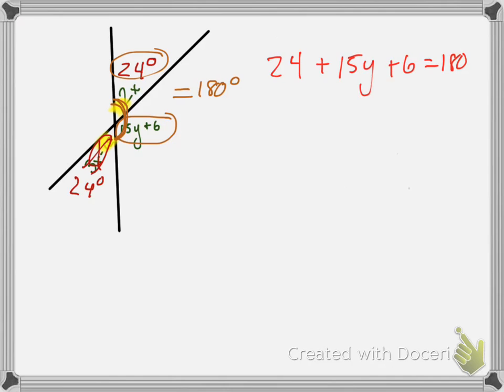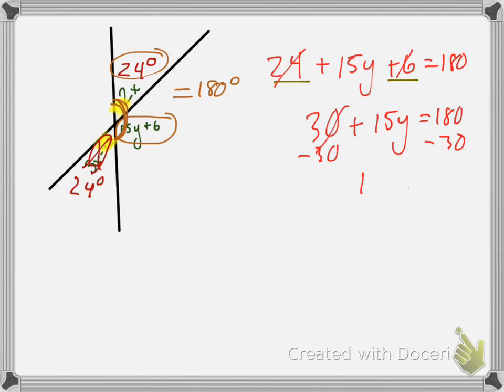So let's see what we get here. We have some like terms, so we have 24 and 6. Let's combine those and see what we get. 24 plus 6 is 30, so you would get 30 plus the 15y, which hasn't changed yet, equals 180. Then you subtract the 30 on both sides, of course. 15y equals 150. Divide by 15, divide by 15, y equals 10.